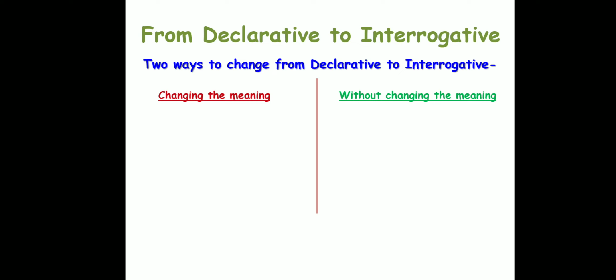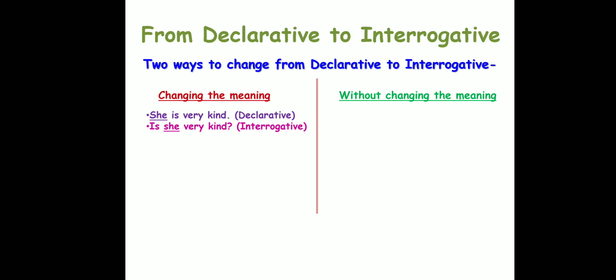Let's understand this through examples. Under changing the meaning, if I give you a sentence, she is very kind. This is a declarative sentence. See, it ends with a full stop. And also I'm giving out information about a girl that she is a very kind girl. Now if I tell you to change it into a question sentence, into an interrogative sentence, how will I change it? I can say, is she very kind? So this is my answer. This is how I can change this into an interrogative sentence.